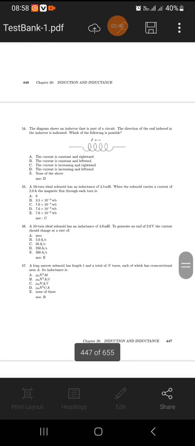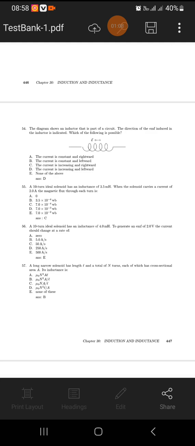So an ideal solenoid with 1010 turns has an inductance of 3.5 millihenry. When the solenoid carries a current of 2.0 amperes, the magnetic flux through each turn is what? It is C, which is 7.0 times 10 to the power negative 4.